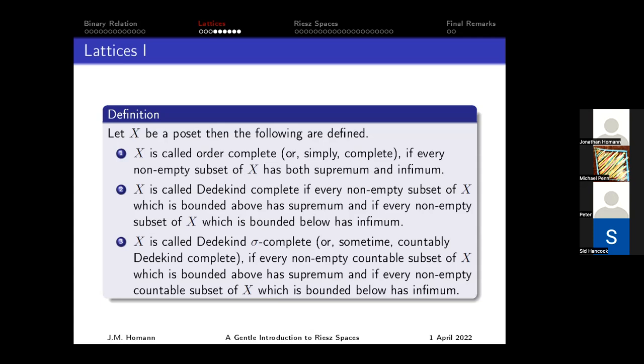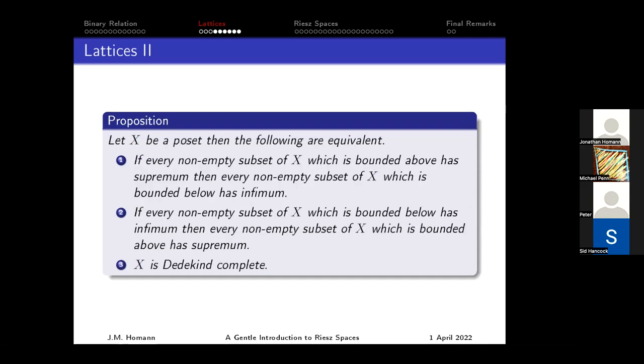So now we'll say that X is called Dedekind sigma complete, sigma for sequence, or sometimes countably Dedekind complete, if every non-empty countable subset of X which is bounded above has supremum, and if every non-empty countable subset of X which is bounded below has infimum. So the subtlety between Dedekind complete and Dedekind sigma complete is that Dedekind complete can take any non-empty subset. It doesn't have to be countable, whereas Dedekind sigma complete requires that the non-empty set is countable.